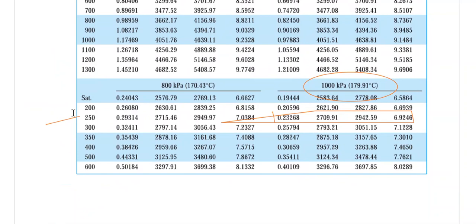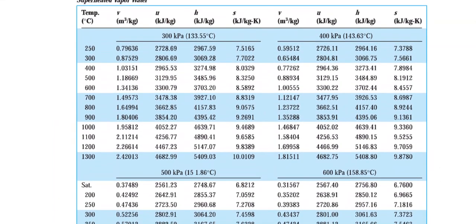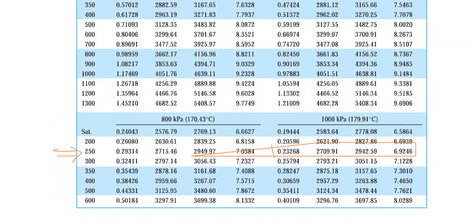In the superheated region, we have to check at 1000 kilopascal, which is somewhere here, and 250 degrees centigrade, which is over here. We have to check different properties: first the volume, internal energy, enthalpy, and entropy. So we have got the volume, internal energy, enthalpy, and entropy over here. These are our values. We'll come back to this later.